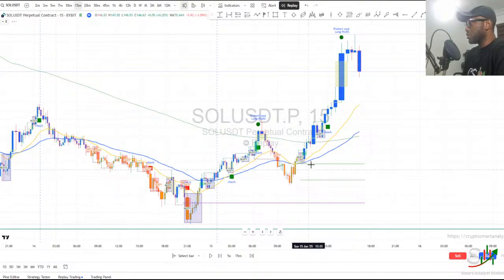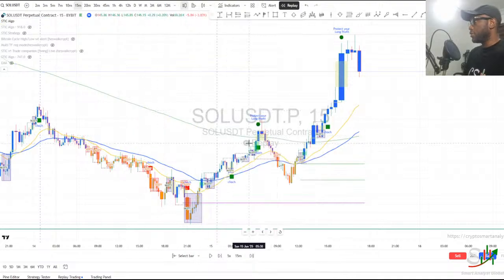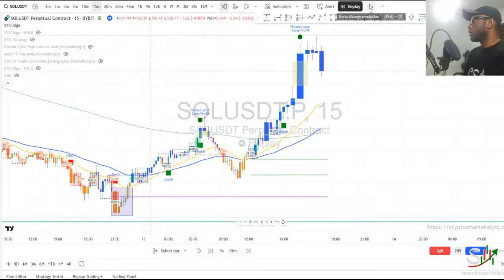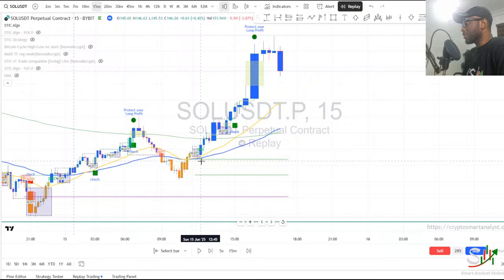You can see all this. You can see this green line. This is the institutional liquidity. You can enable that in STIC, like I mentioned earlier. You can enable that in your STIC alert here. So show institutional liquidity region. So, okay, let me do a zoom in thing. I'm trying to zoom in so it can be clear. I like using a very small, tiny font anyway. So I believe you can see my screen much clearer right now.